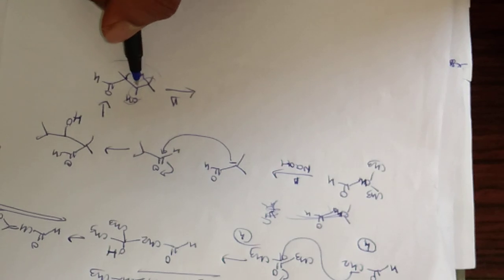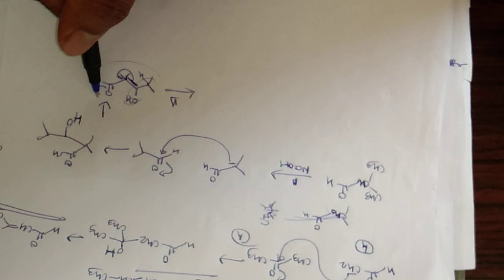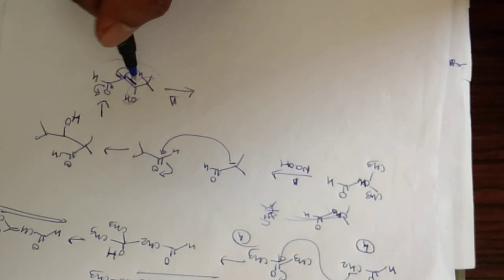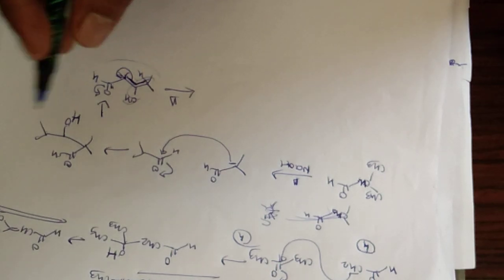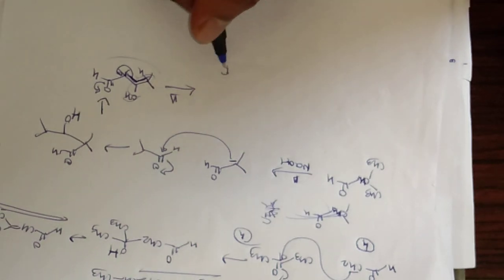Because if a bond is formed here, then it is in resonance with the pi bond of the carbonyl carbon, so it is stable. But here a double bond will not be formed, because if you go through the mechanism I already discussed, it goes through the E1CB mechanism.